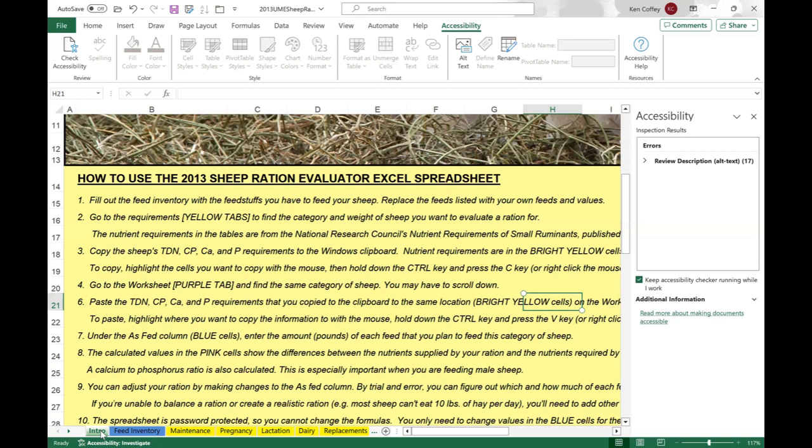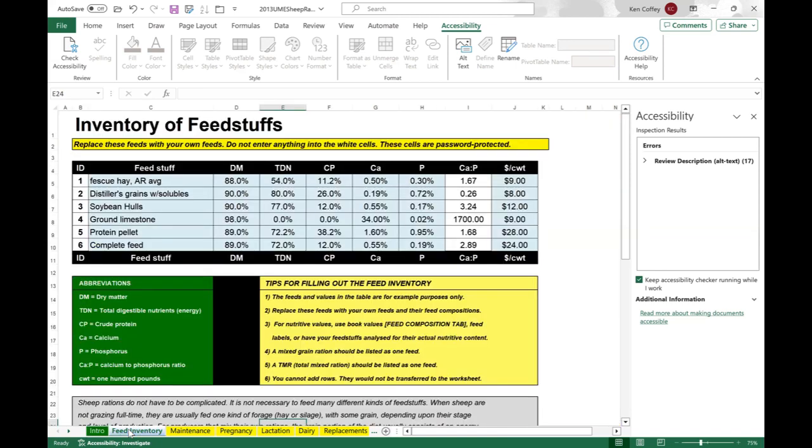Okay, so the first thing we want to do with this spreadsheet is we have to know what we're feeding. And so we would go to this feed inventory tab, and that's where we're going to punch in what specific feeds we're going to feed. And on mine, I went ahead and put in some average fescue hay. I put in some distiller's grains. I went ahead and put soybean hulls. I've got some ground limestone in here. This is not what it had. It had the protein pellet and complete feed there. But that's where you're going to punch in the values of what you have. If you have your own hay, you can plug those values in right here.